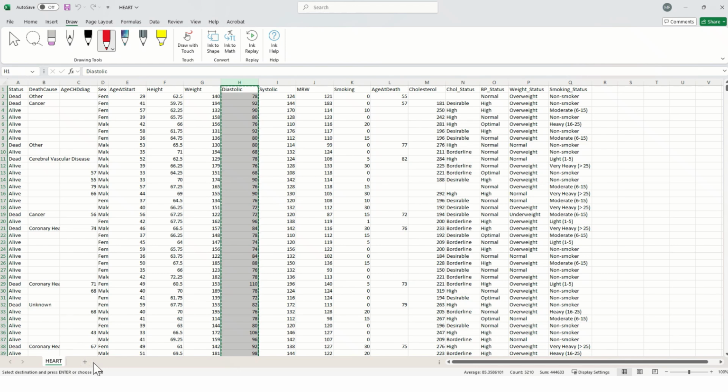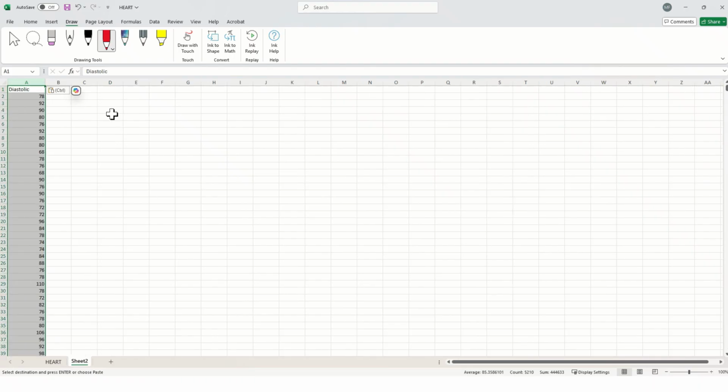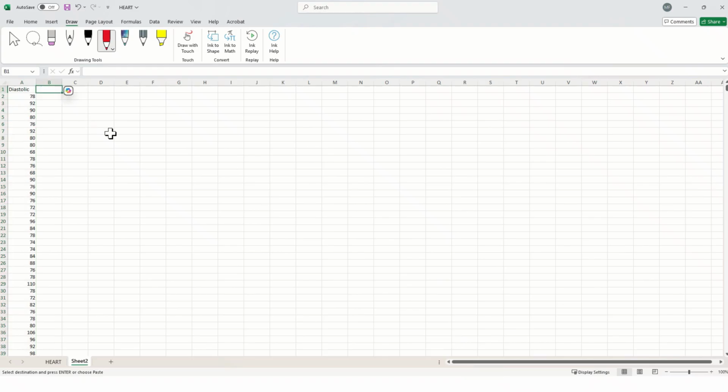Now move the cursor on this plus button to open a new spreadsheet. Click on it. And then in the new spreadsheet, paste it in column A by Control V. Okay. Now we have all the values for diastolic blood pressure in the heart data set. In the next column, write mean. We are going to calculate the mean diastolic blood pressure in this column.